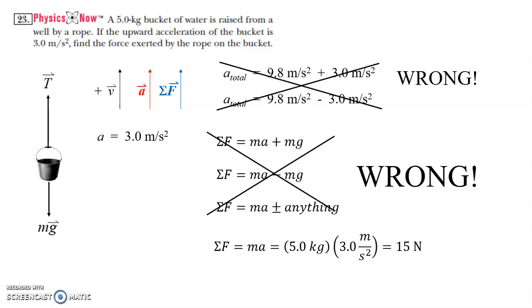Okay, so then some students did this. They just found sigma F equals ma. They did the mass times the acceleration. They found 15 newtons. That's great. And some students left it like that. Now, at that point, you're not checking your answers, because you see the answer is not 15 newtons. The answer is 64 newtons, right?